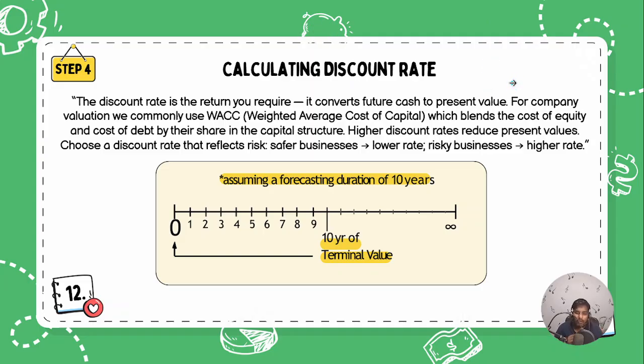So the discount rate is the return you require. That means it converts your future cash to present value. It tells you whatever promise is made by the company. See, I'm talking about the company as well as you. You are investing, and the company is saying we will give you 110 rupees for your 100 rupees. How much should I invest? The company is saying I'll give you this much money, but to earn that money, how much I should invest is one thing.